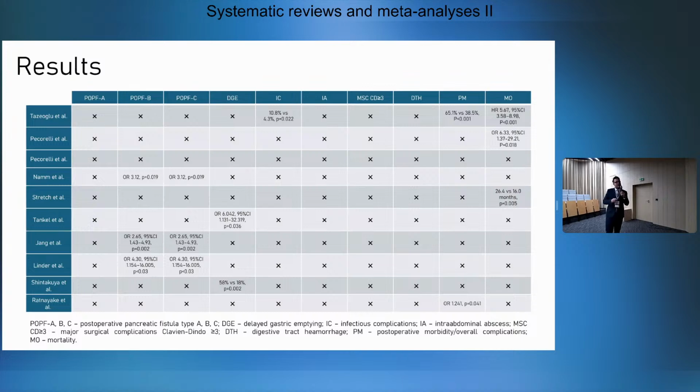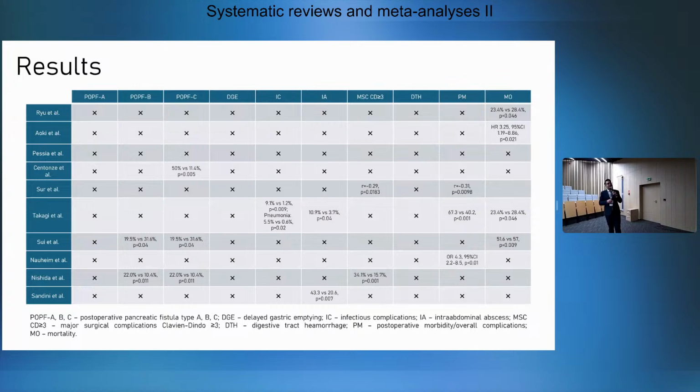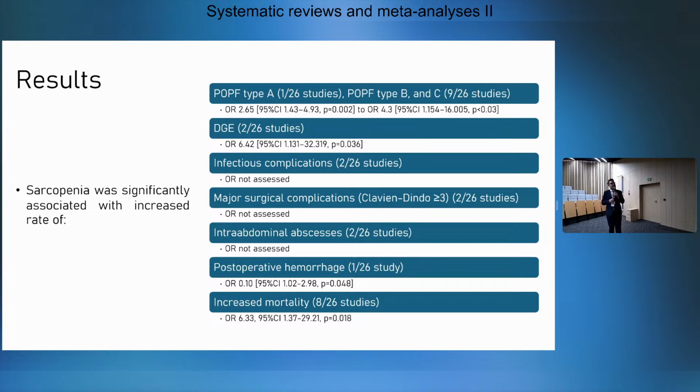Here, we also evaluated post-operative complications in terms of post-operative pancreatic fistulas, delayed gastric emptying, intra-abdominal abscesses, myosurgical complications, intra-abdominal hemorrhage, as well as increased mortality. We extracted odds ratios from each study, as well as the percentage comparison with an adequate p-value. Our study revealed that sarcopenia was significantly associated with an increased rate of post-operative pancreatic fistulas. Regarding all types, the odds ratio ranged from 2.65 to 4.3, as well as delayed gastric emptying.